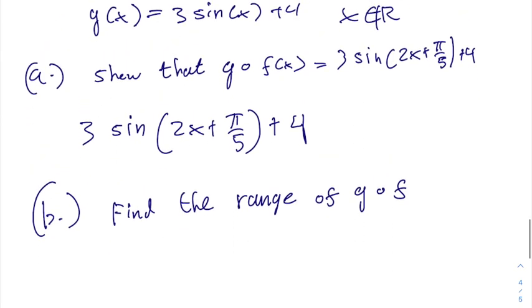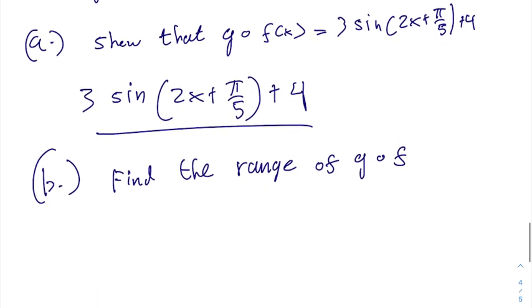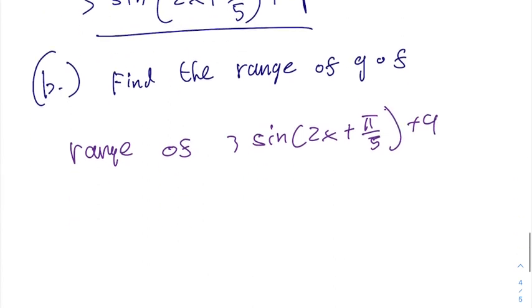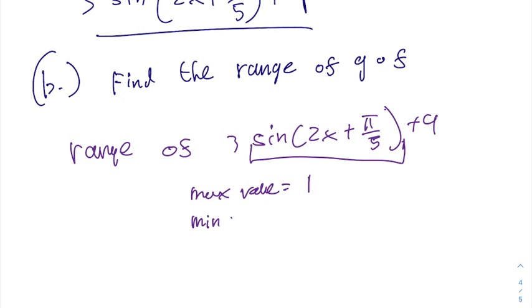In part B of question 9, we're now asked to find the range of this function here. So we need to find the range of 3 sine of (2x plus pi over 5) plus 4. And we know that the maximum value of the sine part of the function is going to be 1, and the minimum value is going to be -1.